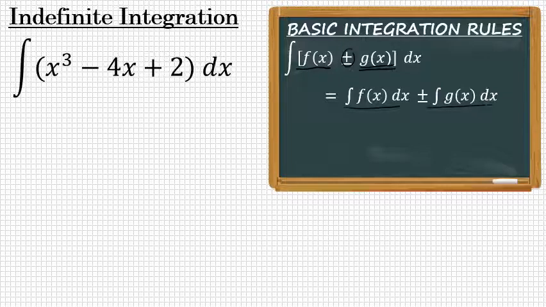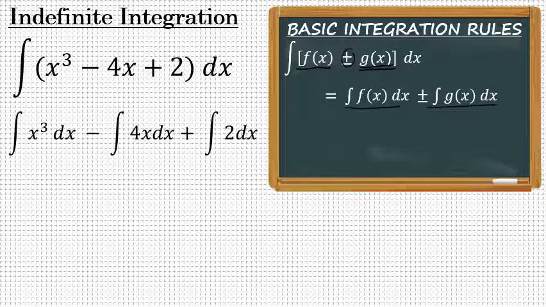individually. It's an optional step to write out, but the integral of x to the third minus 4x plus 2 dx can be rewritten as the integral of x to the third dx minus the integral of 4x dx, plus the integral of 2 dx.